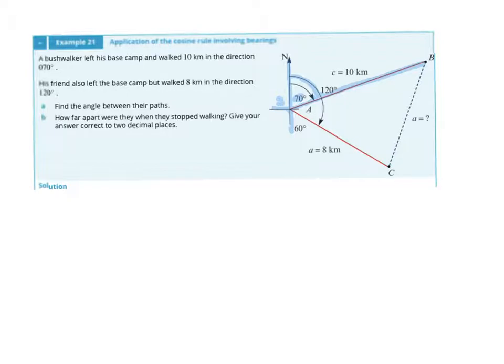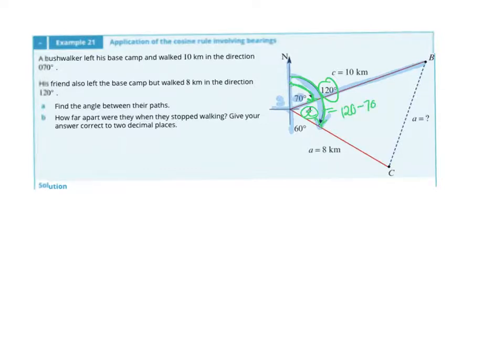His friend also left the start of base camp and walked 8 kilometres on a bearing of 120. So you can see all of that is 120. So find an angle between their paths. So can you see, to here is 70, but to here is 120. Yeah, what's that one in there is going to be the difference, isn't it? Can you see that? It would be 120 minus 70, wouldn't it?